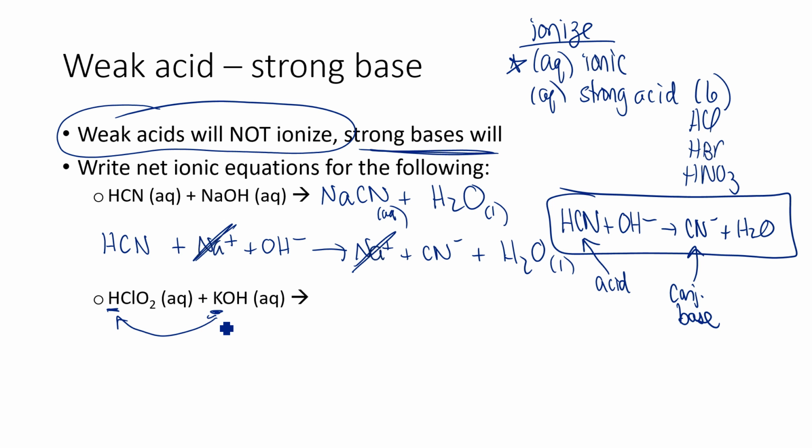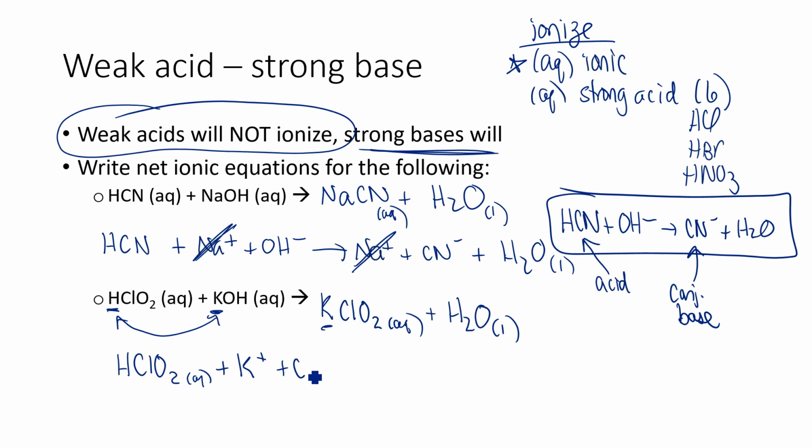Again, we're going to switch places here, the cations switch places. So you have KClO2. It contains an alkali metal, so I know it's soluble according to my solubility rules. And I'm making liquid water. And then HClO2, it's not one of my strong acids, so it's not going to ionize. But KOH is a soluble ionic compound, so it will ionize. Same thing with KClO2, it will also ionize, and then water will not.